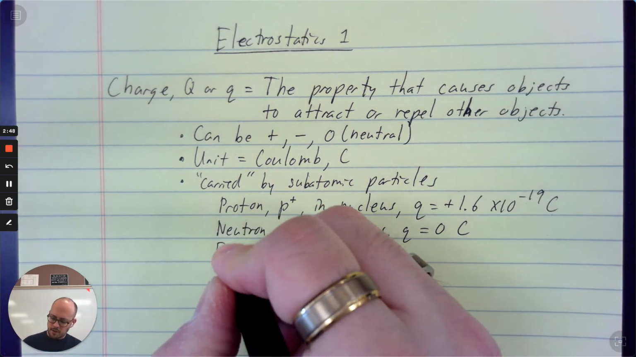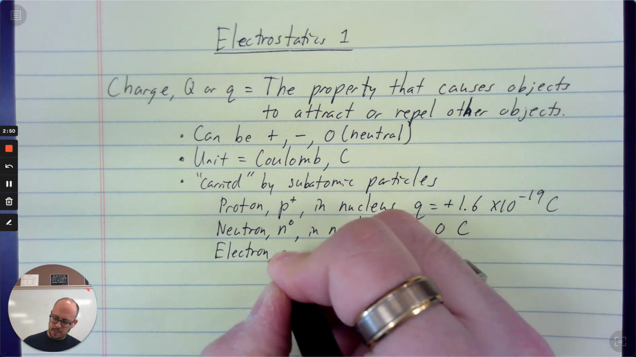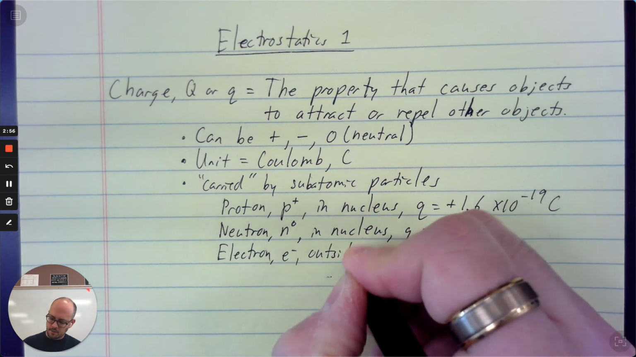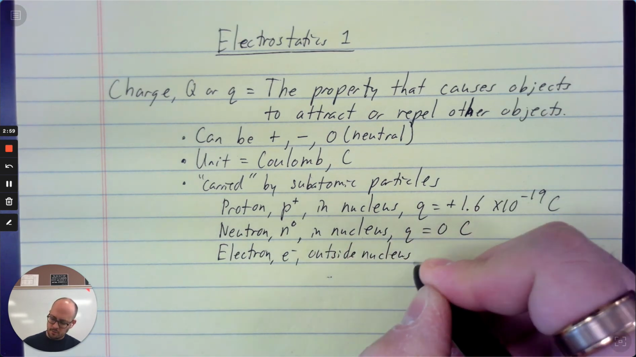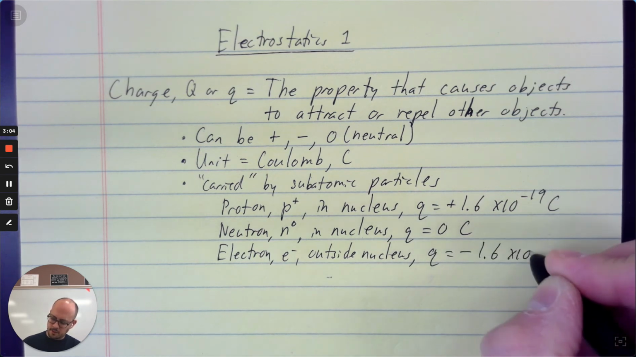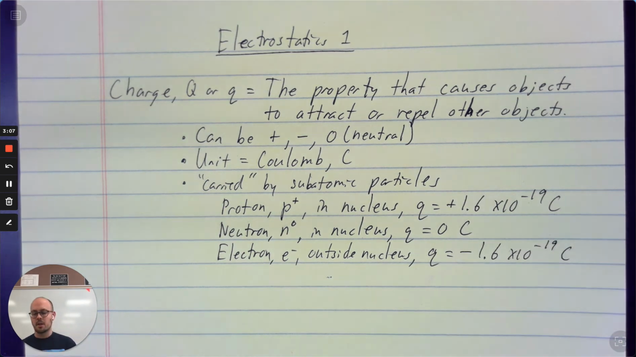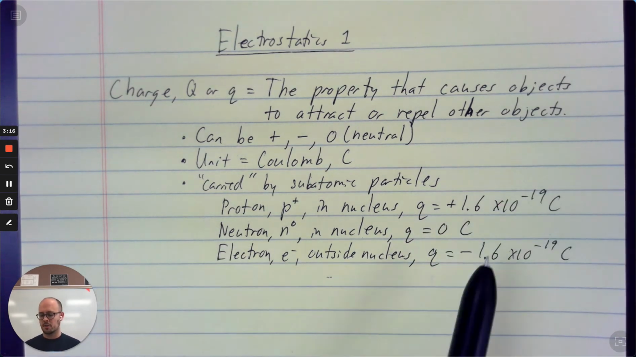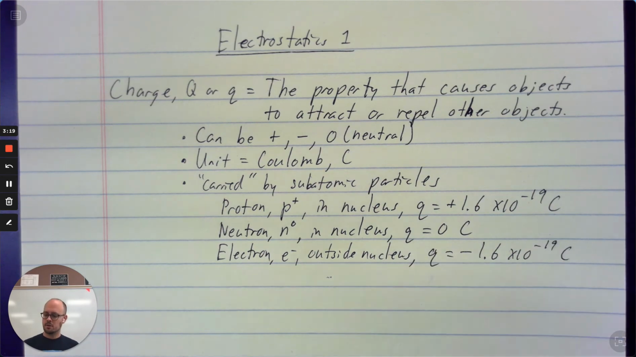The last subatomic particle is the electron, symbol e-, because it's negative. It's outside the nucleus. And the charge of an electron is negative 1.6 times 10 to the negative 19th coulombs. So you'll notice that the electron and the proton have equal and opposite charges, and that's very important. A little secret: the neutron has a charge of 0 because to make a neutron, you take one proton and one electron and smash them together. And you get a neutron out of that. You get something that's very stable, and the charges cancel each other out.